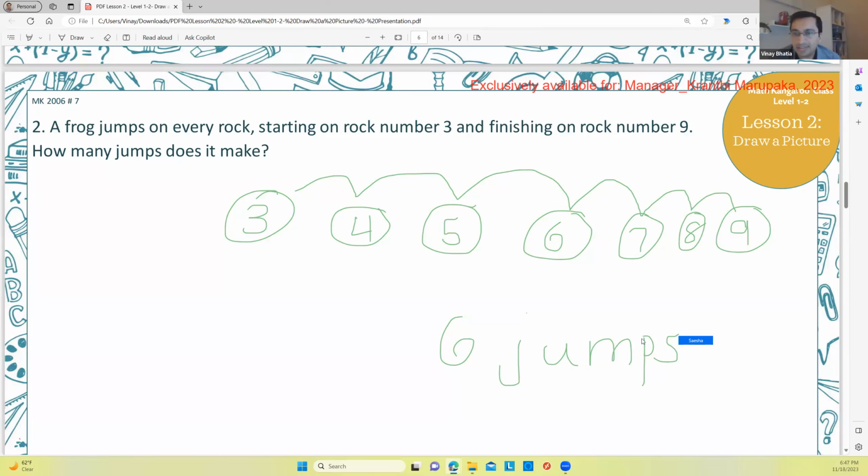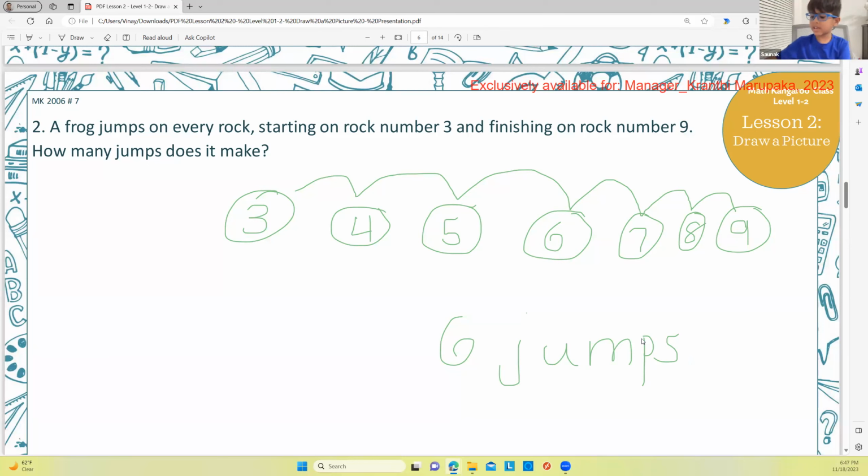Is that the right answer? Did anyone arrive at a different answer? Does everyone agree to the answer Sesha has presented? Raise your hands if you believe it's a different answer, or you solved it in a different way, or you did the picture or the drawing in a different way. Shaunak, you raised your hand.